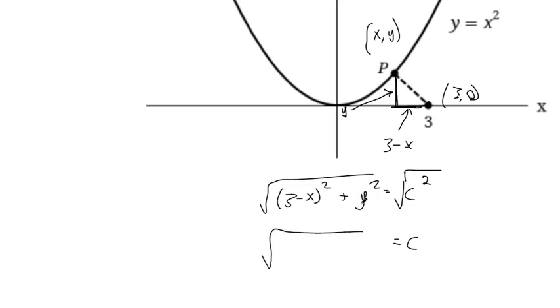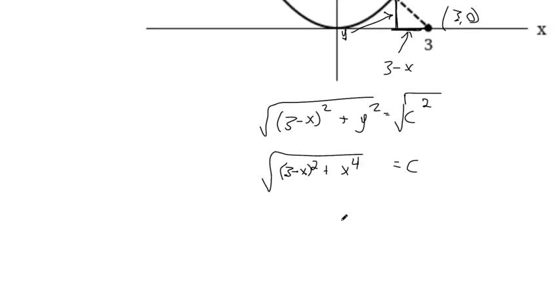So we can't take a derivative right now because we have a y and an x, but we can replace y with x squared. So that's y squared. So we got x squared being squared, so that's x to the 4th. Now we have an equation just in terms of x. And this is what we want to minimize, so we'll take a derivative.